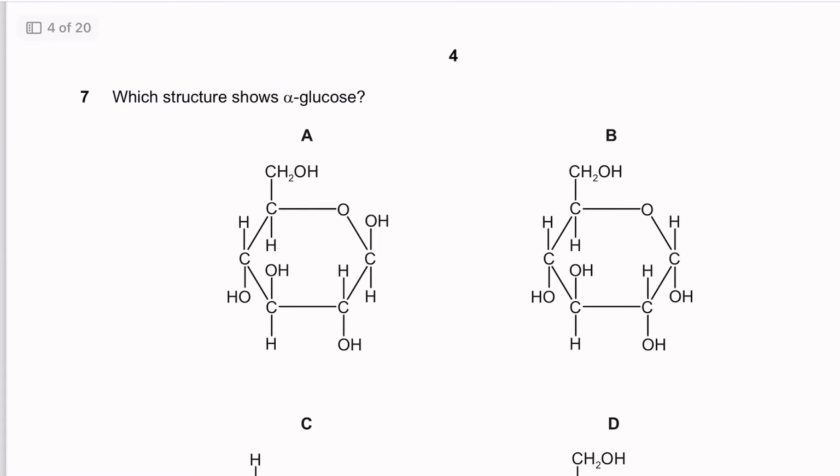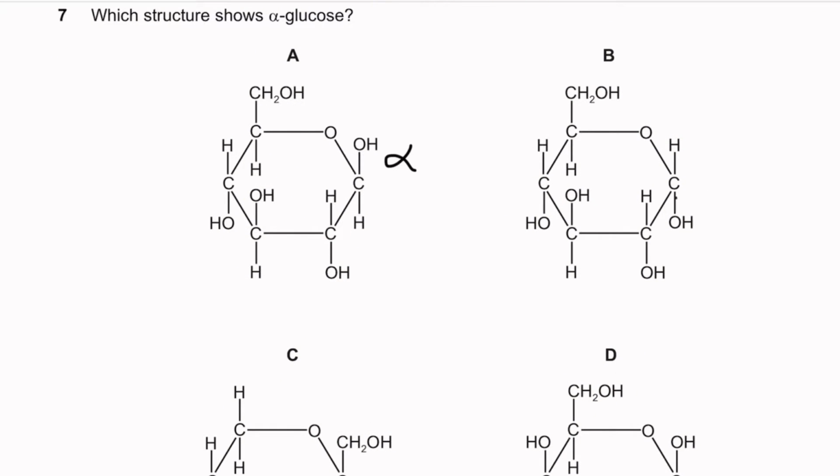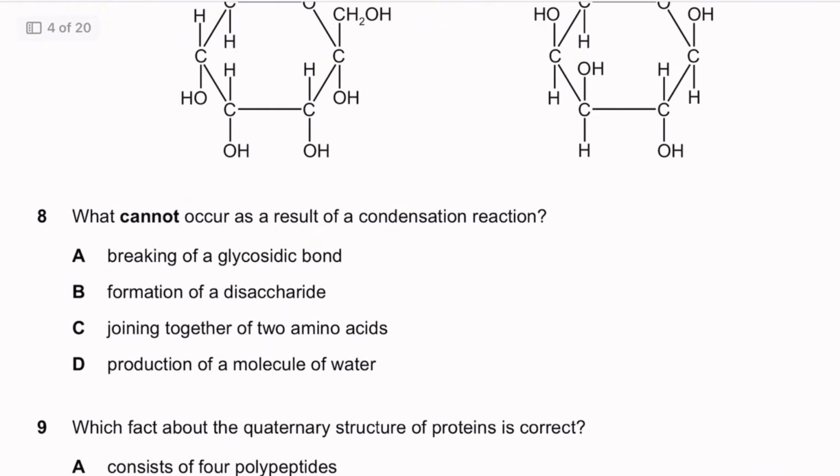Which structure shows alpha glucose? Okay, which one is alpha glucose? Pretty easy to identify this one. You just go down. This is not down. So look at the hydroxyl groups and go down, down, up, down. B.